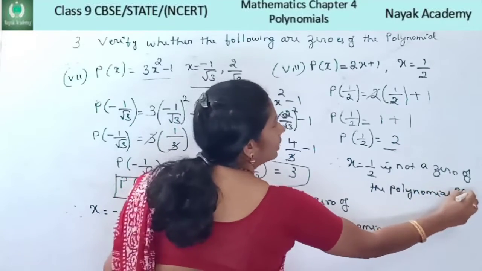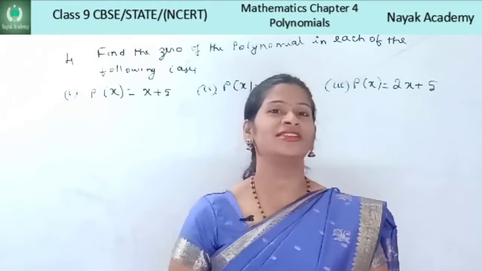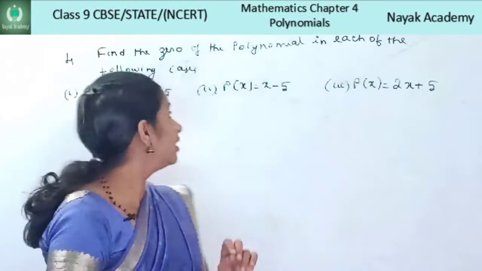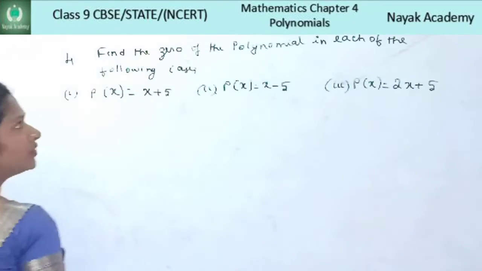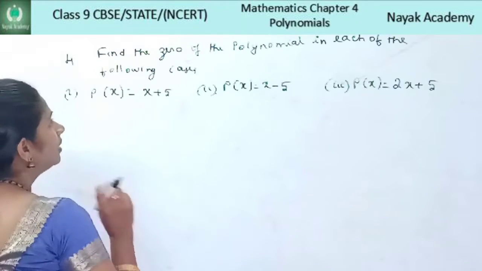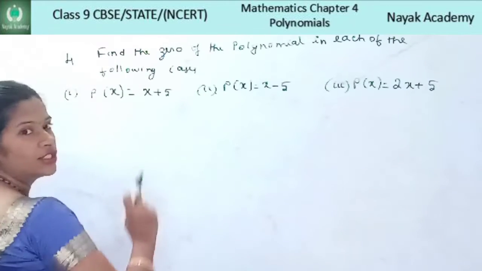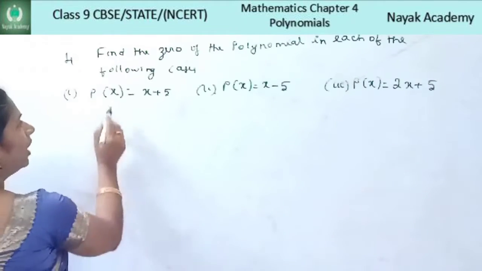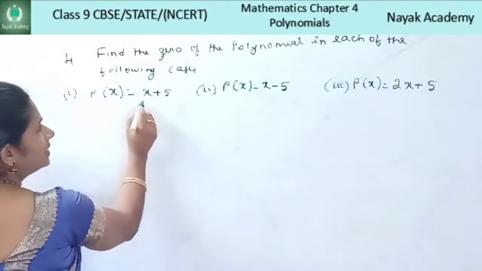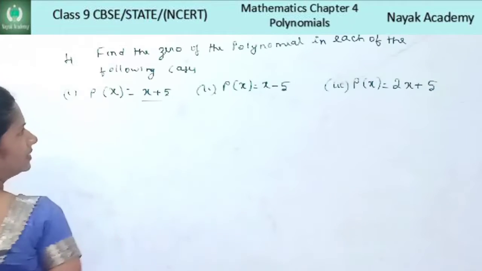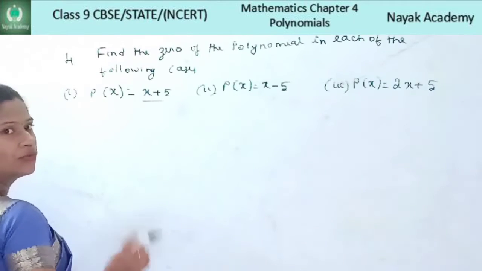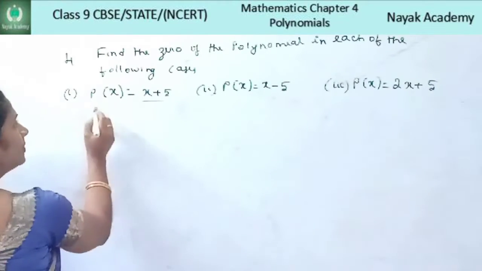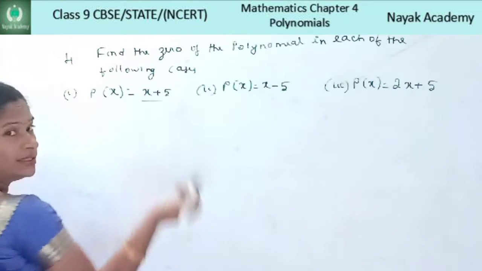Let's discuss the fifth main problem. Coming to the question, find the zeros of the polynomial in each of the following cases. First one, p of x is equal to x plus 5. Now we have to find which is the zero of the polynomial p of x is equal to x plus 5. So for that what we need to do, children? Substitute p of x value as 0.